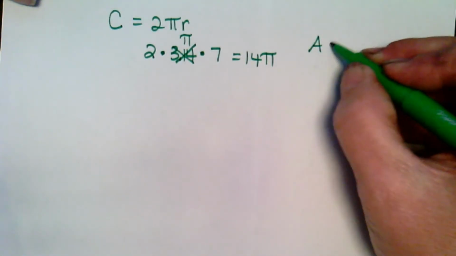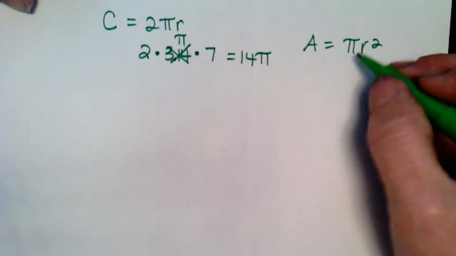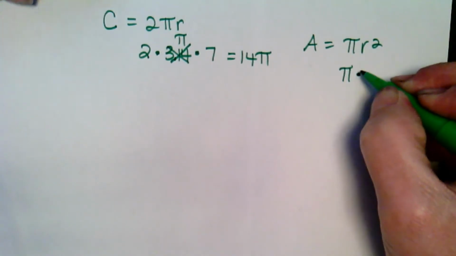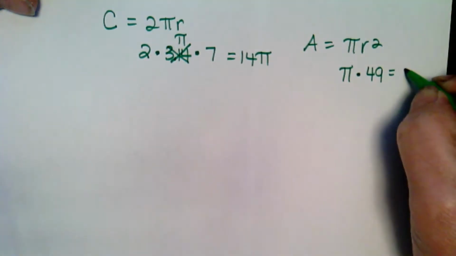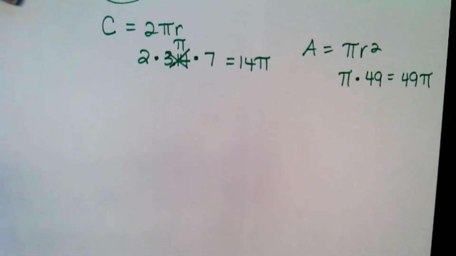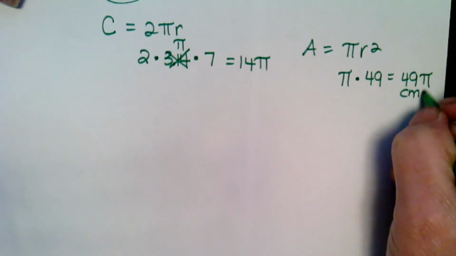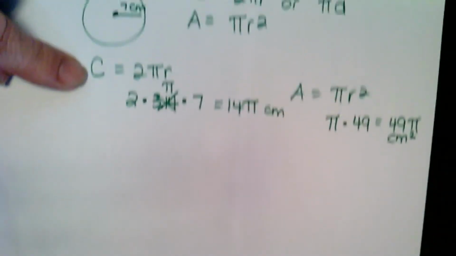Alright, and then our area is pi r squared, and the same thing, it wants us to leave our pi. So pi times our radius squared, so it's 7 times 7, and then we always put our pi at the end. So 49 pi. And I should put centimeters squared for our area and centimeters for our circumference.